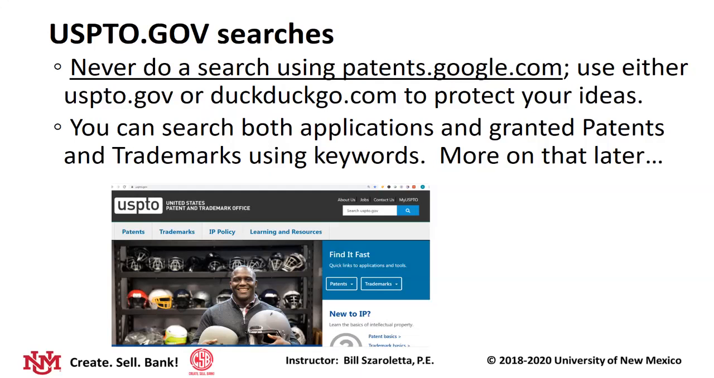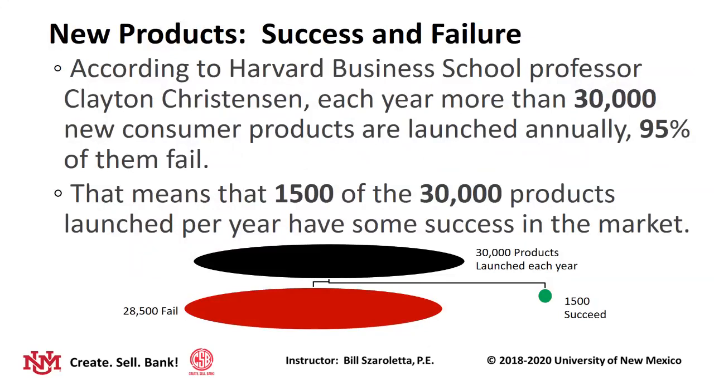More on that later. So, what causes a new product to succeed or fail? Harvard Business School professor Clayton Christensen says more than 30,000 new consumer products are launched annually, and 95% of them fail. So that means 1,500 of the 30,000 products launched each year have some success in the market. So here it is. There's 30,000, and on the left, 28,500 fail in red, and the green, 1,500 succeed.